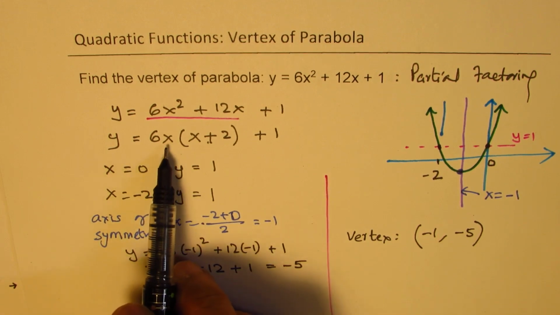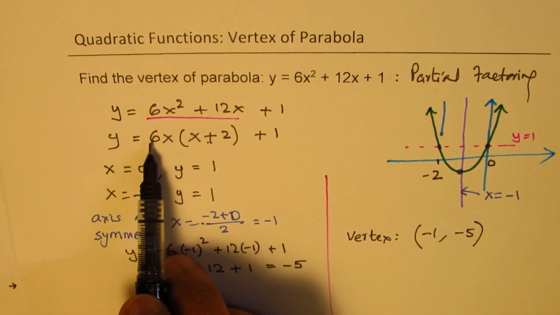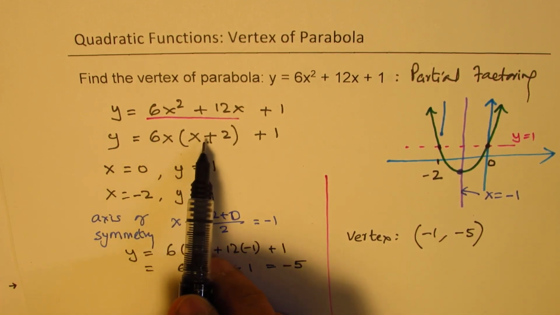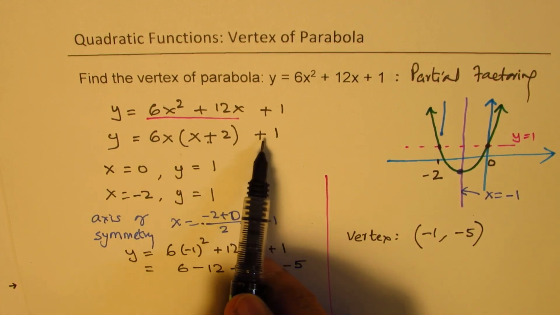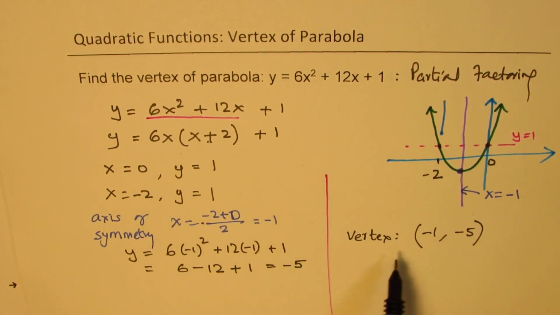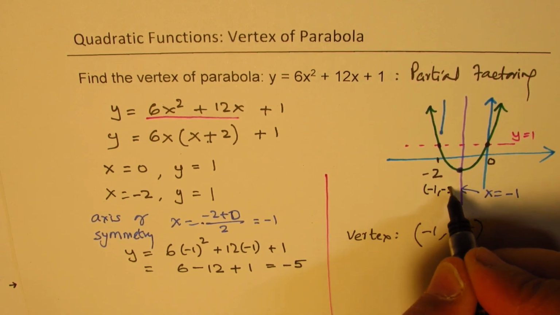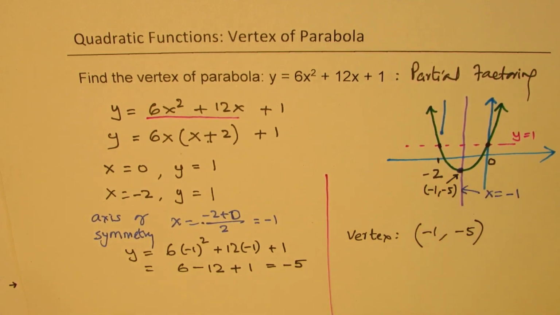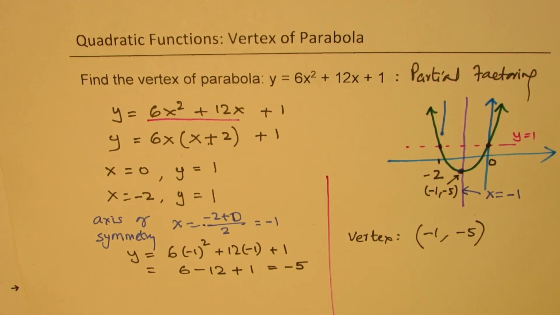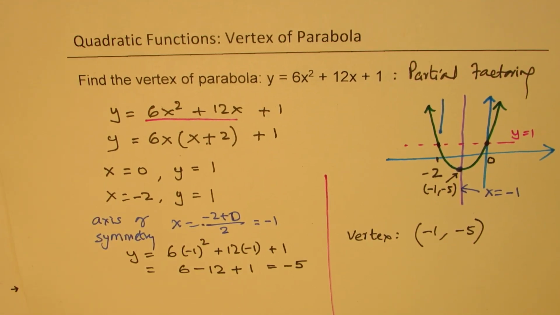So you could use this equation also. If I substitute minus 1, we get minus 6 here, and here we get 1. Minus 6 plus 1 is minus 5. Clear? So that becomes the vertex, which is minus 1, minus 5. So I hope this partial factoring method is absolutely clear. We just take the first two terms, factor them, and then find the solution. Correct?